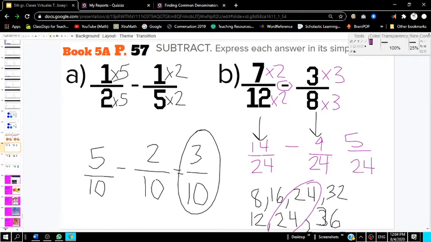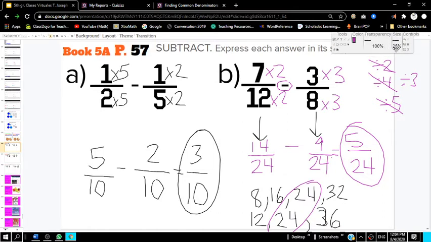Now you might ask, do we need to simplify this fraction? Well, we really can't multiply both numbers by 5, or 4, or 3, or even 2. So 5/24 is our final answer. Check your problems to make sure that you did them correctly. Let's go on to letter C.